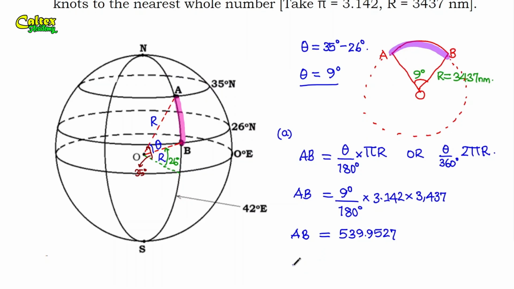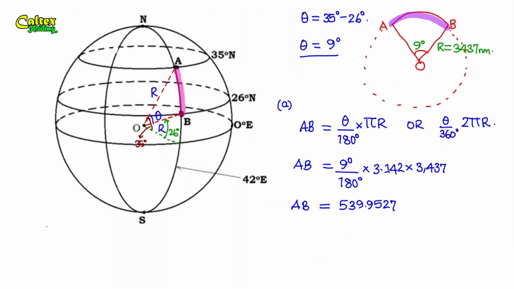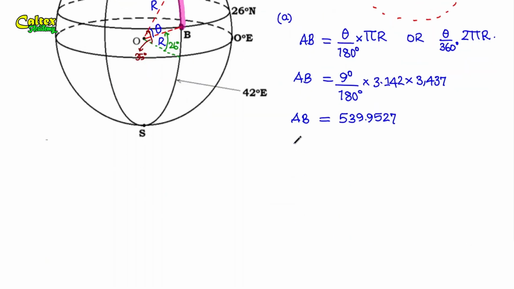So we can round it maybe to 2 decimal places. Since we have not been restricted to any, we are free to select either decimal places or significant figures. So here I've selected decimal places, at least 2. So we have 539.95. Since the next digit, 2, is smaller than 5, it cannot round upwards, so it rounds downwards, and we have the distance in nautical miles between the two towns A and B.